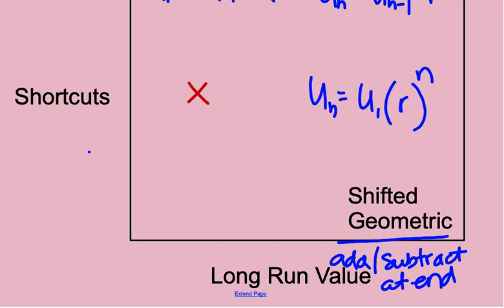The other thing we're going to talk about today is this idea of a long run value. And you know what? I'm going to back up a little bit. This u sub 1 needs to be u sub 0. We need that starting point. We'll review that, not to worry.